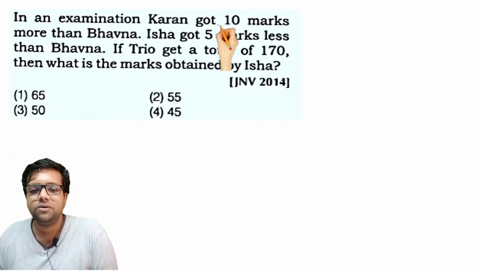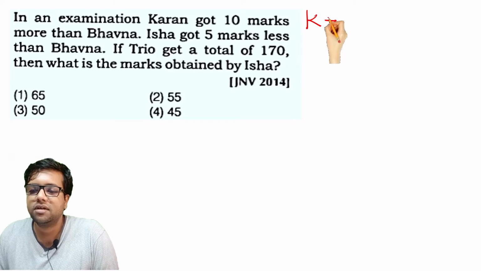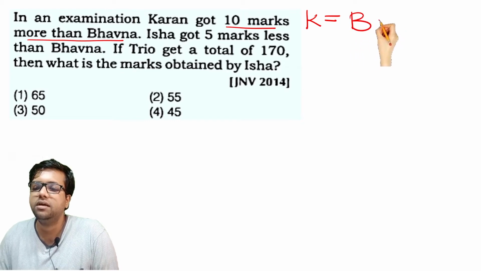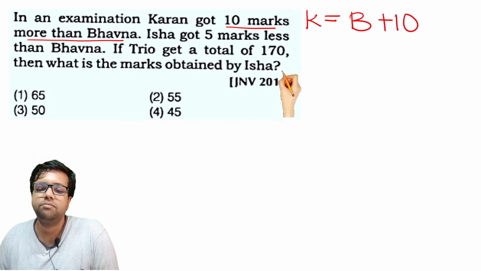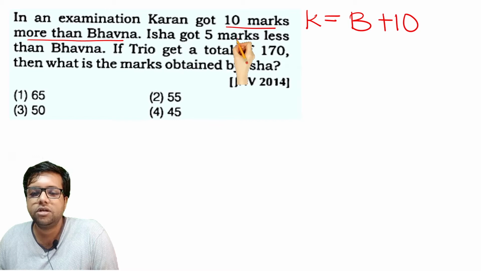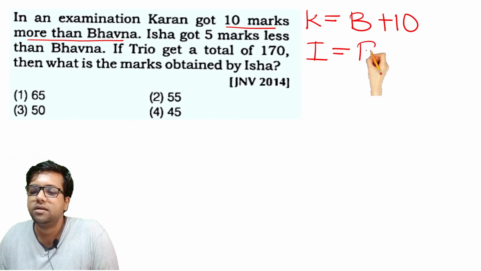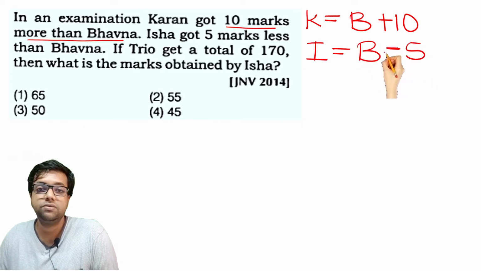Okay. So Karan got, let us form the equations. Karan got how many marks more than Bhavana? 10 marks more than Bhavana. Let me call Bhavana's mark as B, and Karan got 10 marks more than Bhavana. Okay. And Isha got 5 marks less than Bhavana. So let's call Isha's marks as I, and she got 5 marks less than Bhavana. So whatever Bhavana's marks was, Isha got 5 marks less than Bhavana. Less means you need to subtract.